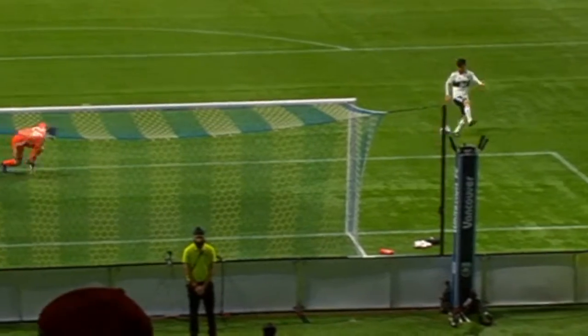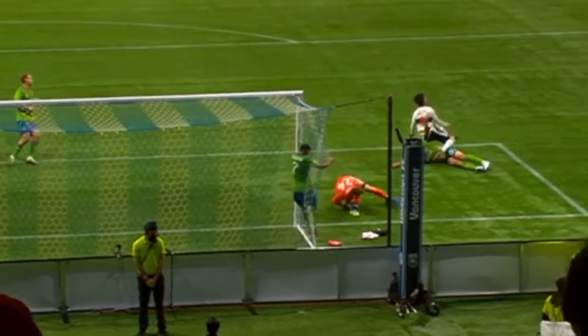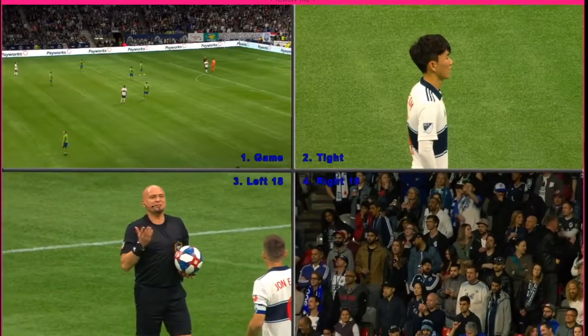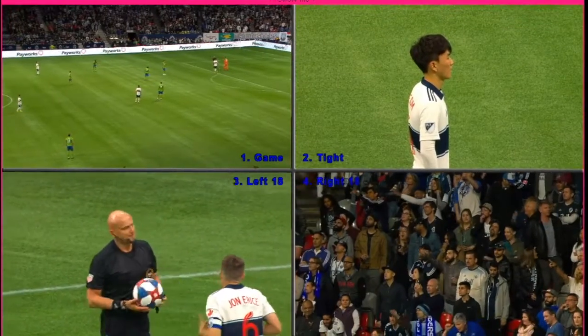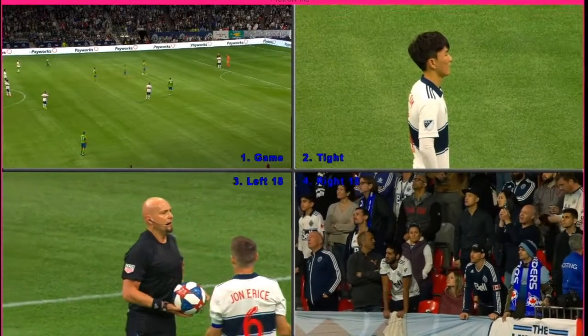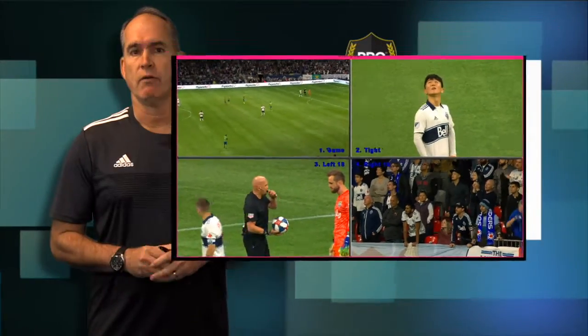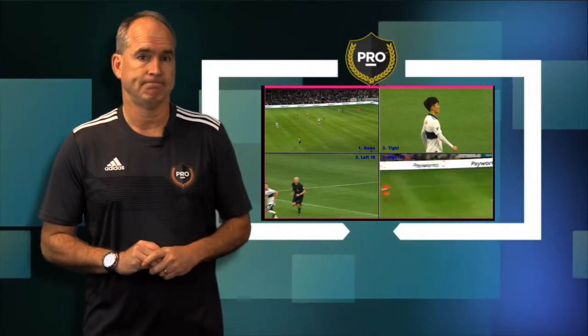The VAR recommends a review and shows the referee the angles from right end zone and the right 18. After seeing the images both in full-time speed and at slow motion, he cancels the penalty and restarts the game with a drop ball. The drop ball is the correct restart since the ball had not left the field when he blew the whistle. This was a good use of video review to rescind a penalty kick.